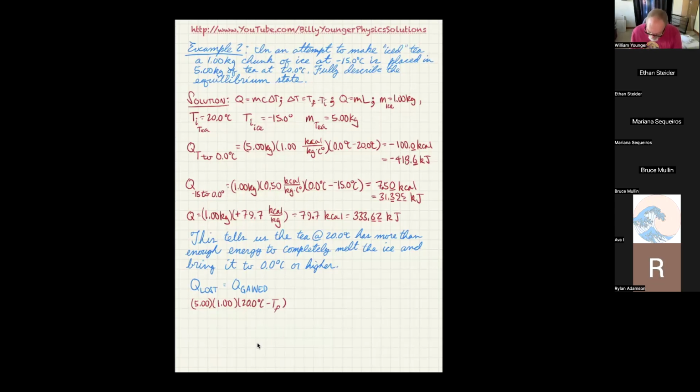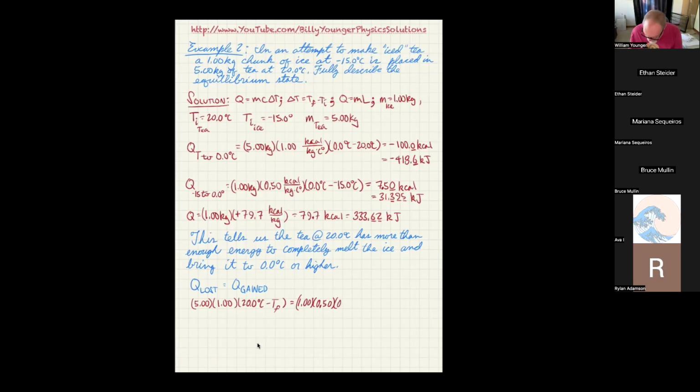Now, the only thing gaining heat is going to be the ice, and that is 1 kilogram. So I'm going to say 1.00 kilogram. Again, I'm not writing units anymore. I've got to bring that temperature up to at least 0 so we can get it to melt. So that's going to be, of course, the specific heat of ice, which is 0.50, again in kilocalories per kilogram. And then I'm going to bring it up to a final temperature of 0, which is greater than -15.